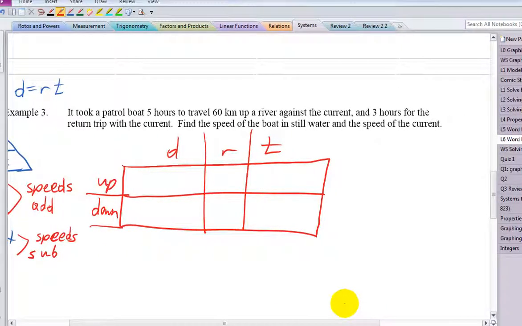So for our patrol boat, when they're going up the river, how much time did it take? 5 hours. How far did it travel? 60. Okay. When it came back, how far did it travel? Same distance, folks. The towns didn't move closer together. But how long did it take? 3 hours, because the river's pushing you. What was the rate when you're going up the river? So let's say x, let's read the question, is the speed of the boat.